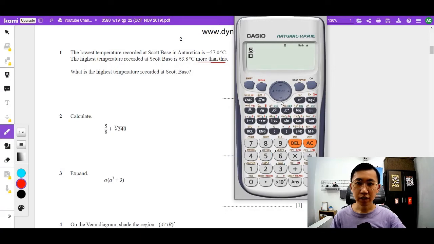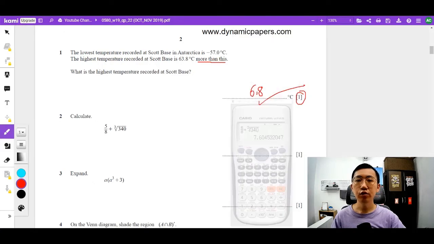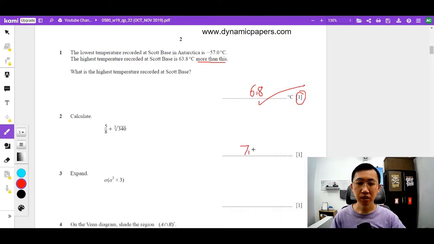5 over 8 plus cube root. Press shift, press this button. Okay, 340 and press equal. Okay, so when you do IGCSE paper, right, you need to write either 3 significant figures minimum or you can write more than that, alright? So I suggest you write more than that. 7.605. I will write 7.605. Okay, there you go. So this is another 1 mark over here.